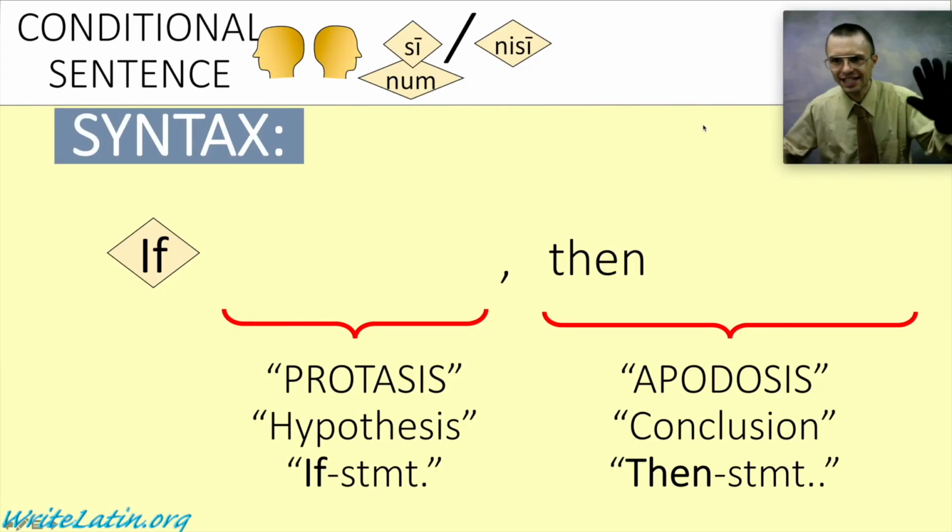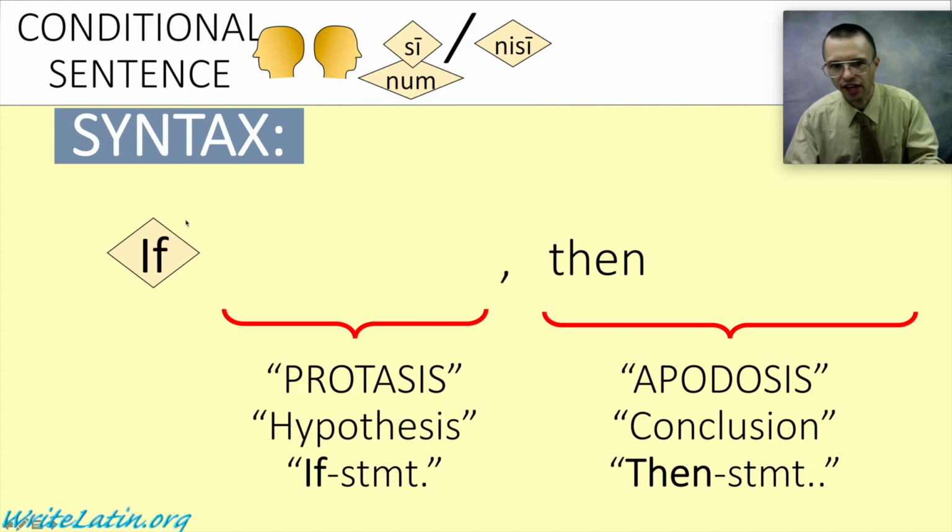Our last and final subjunctive construction is going to be called a conditional sentence. A conditional sentence has 2 clauses. One is called the conditional clause, also called the protasis, or in logic class, they might call it the hypothesis or the if statement. And the rest is going to be the main clause, which is also called the apodosis, or in logic class, the conclusion or the then statement.